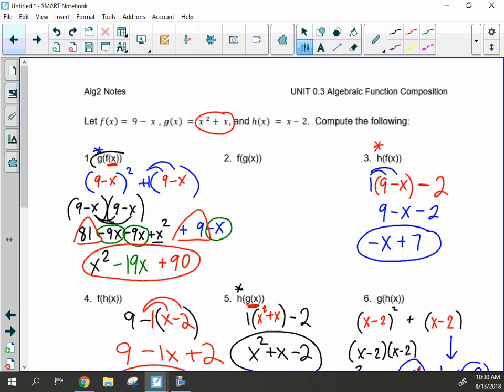But for the most part, when it's the one where you plug the whole problem in, it's going to have 3 letters in a row. So just like that.